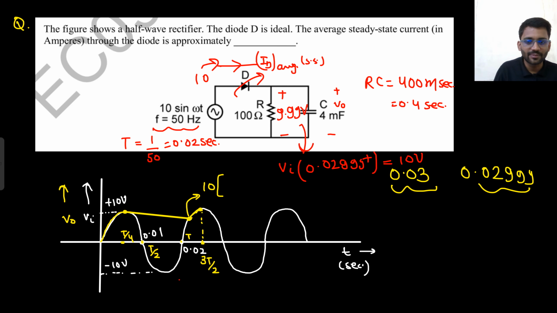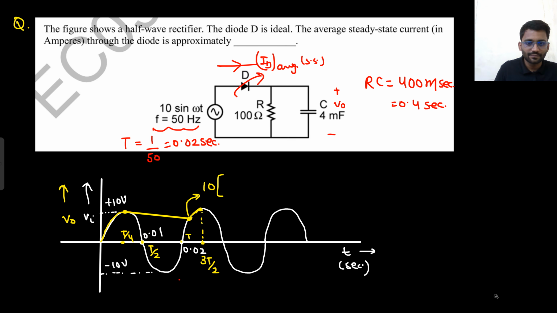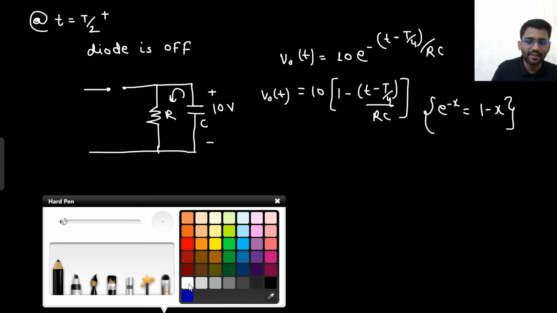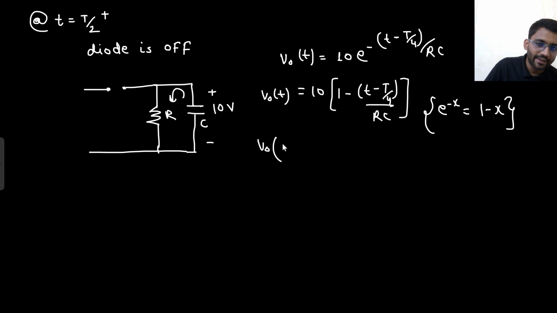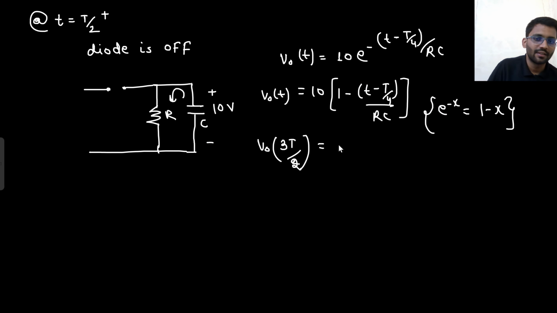So here I will make one assumption. What is that assumption? That my output is discharging till 3T by 2. So here I will calculate the value of V naught at 3T by 2. Although it will not discharge till 3T by 2, that's for sure, but still I will make an assumption that it is discharging till 3T by 2, because it is discharging very little. So nearly it will be 3T by 2 only. So this is the assumption that I am making.